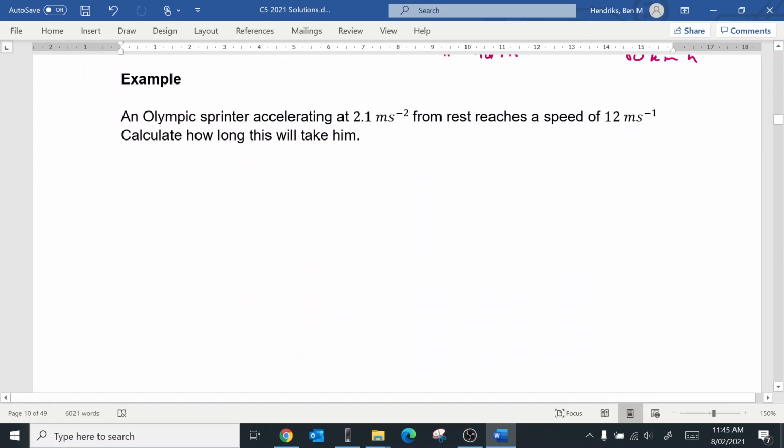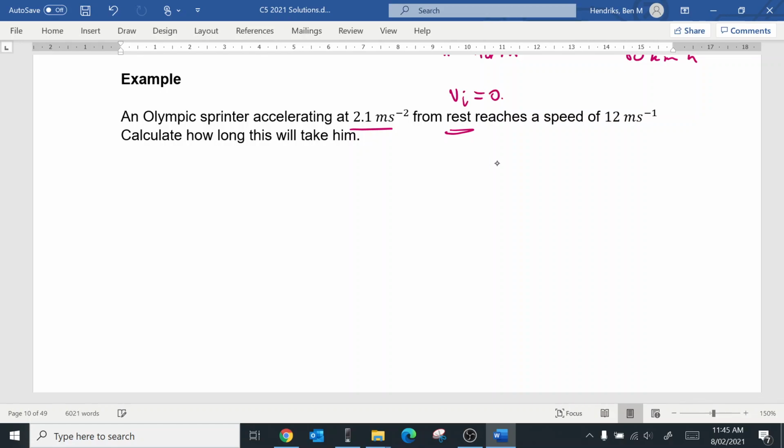An Olympic sprinter is accelerating at 2.1 meters per second squared from rest. So that means that their Vi equals 0 meters per second. Whenever you see rest, you know that its initial velocity is 0 meters per second, or if it goes from a speed to rest, its final velocity might be 0 meters per second. Okay, it reaches a speed of 12 meters per second. Calculate how long this will take him.